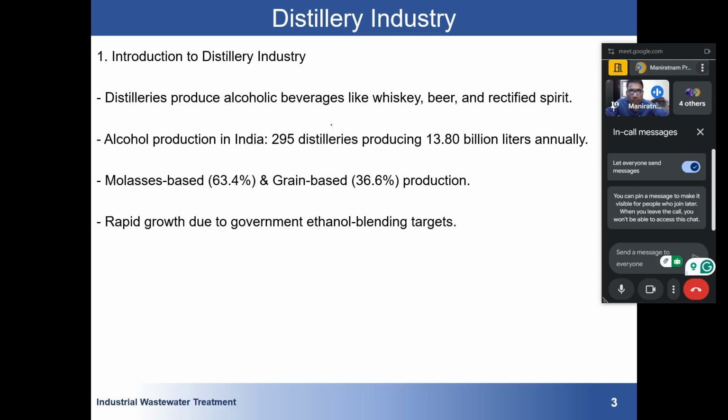If you have gone through the lecture, we have seen that these industries produce alcoholic beverages like whiskey, beer, and rectified spirit. In India, 13.80 billion liters are produced annually. Then we have molasses, and the second is grain waste.